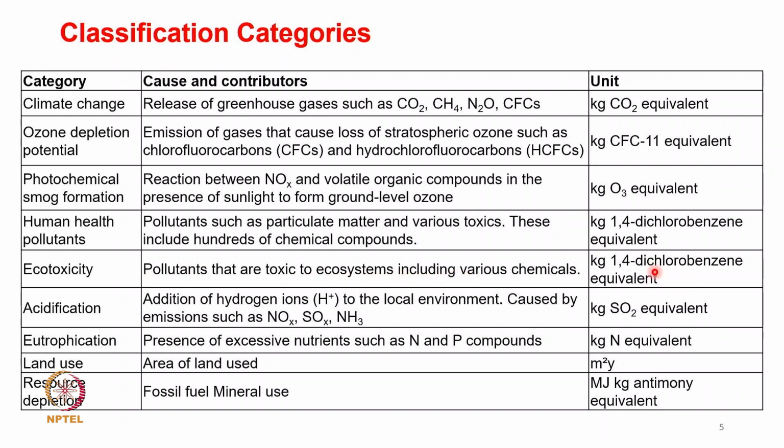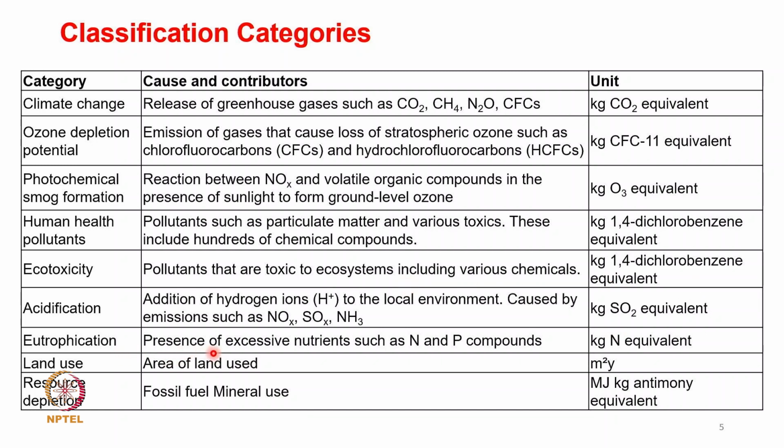This is also computed as equivalent of 1,4-dichlorobenzene. The next is acidification, the addition of hydrogen ions to the local environment, which is caused by emissions such as NOx and SOx and ammonia and so on and so forth. This is computed as kilograms of SO2 equivalent.